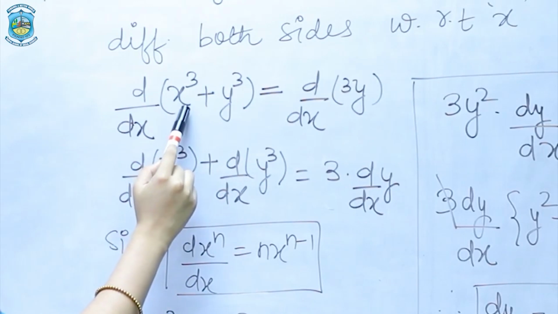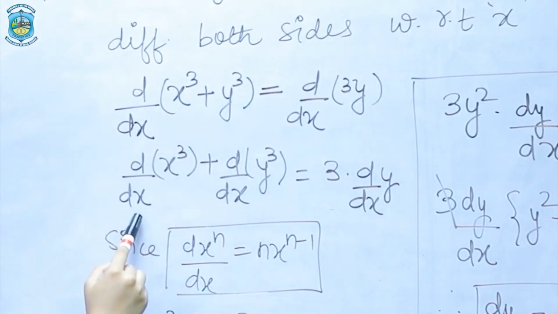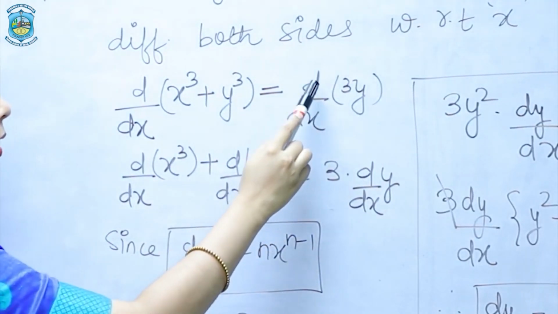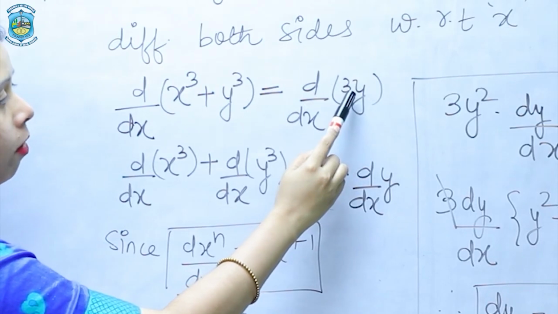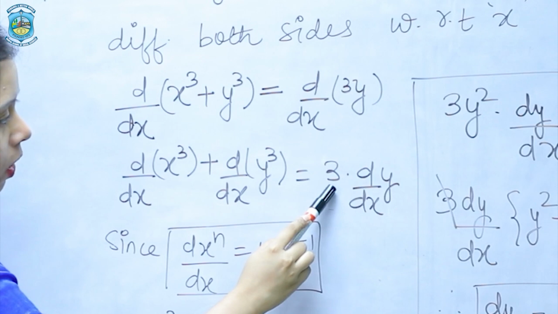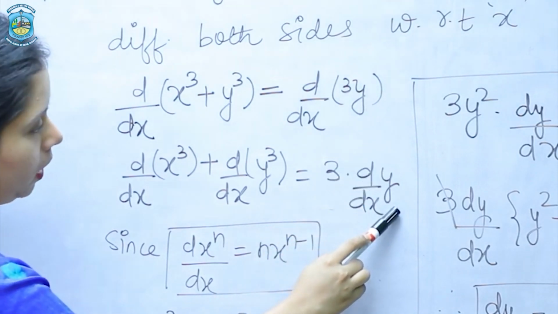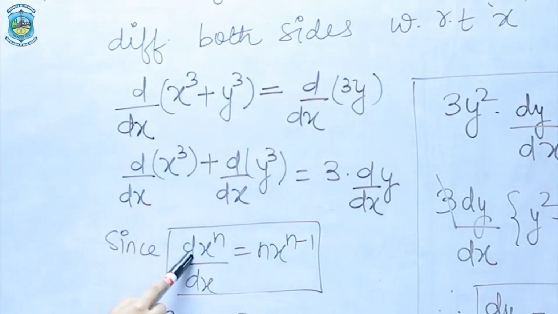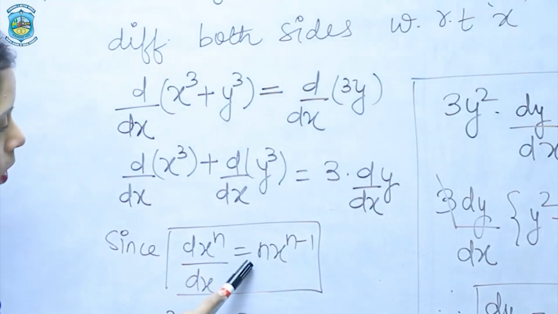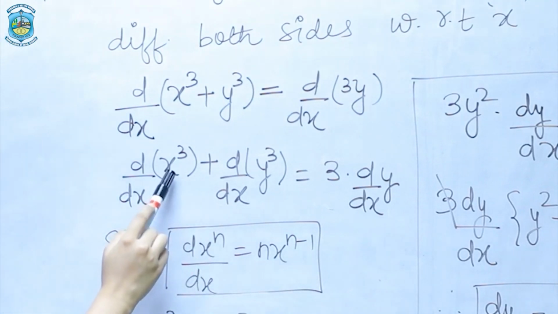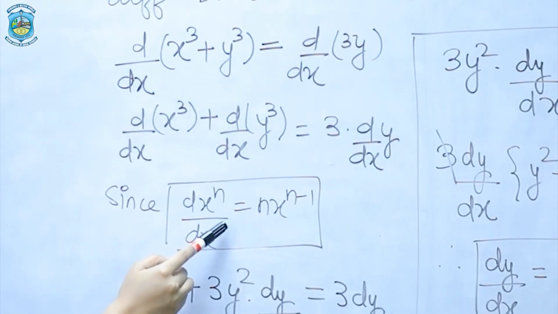So, d by dx of x cube plus y cube will give us d by dx of x cube plus d by dx of y cube, which is equal to d by dx of the product of a constant and the function, which is equal to the product of the constant and the derivative of the function. So, this is another rule. Now, applying the formula of differentiation, that is d by dx of x raised to the power n is equal to n times x raised to the power n minus 1, here we will apply this formula.